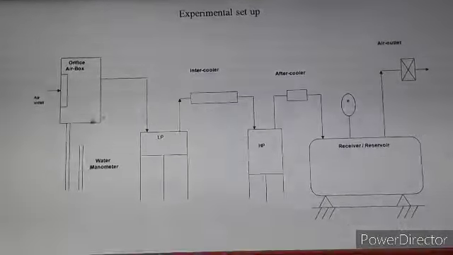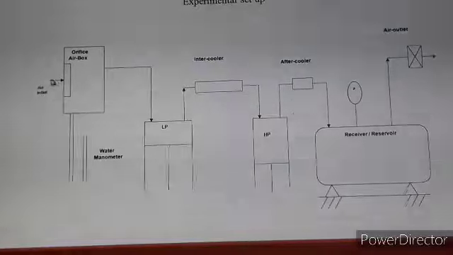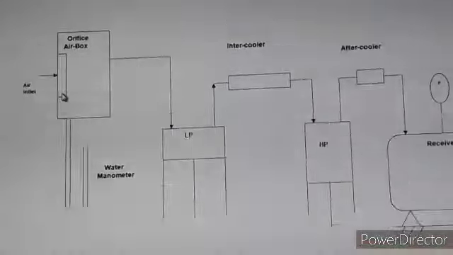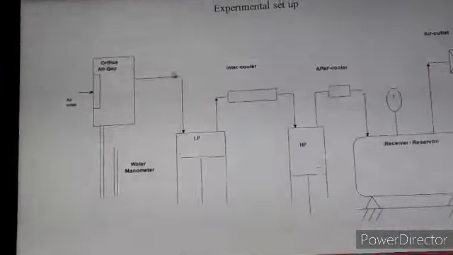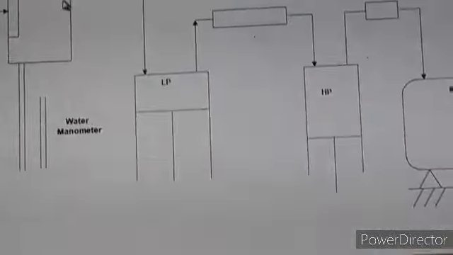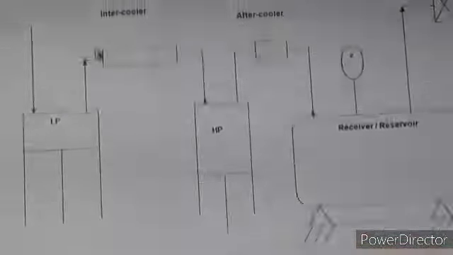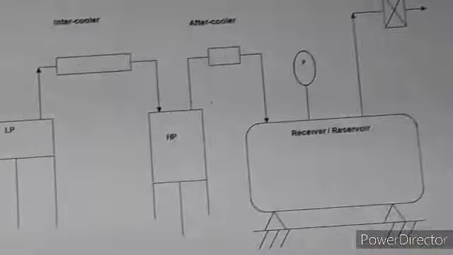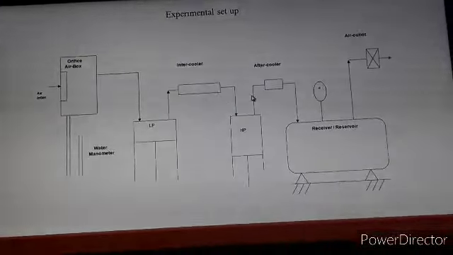Again, this is the air box. This is the inlet for air. Air is taken inside through this inlet. Here we have an orifice arrangement, and this air is taken to the low pressure cylinder through the air filter available in this orifice air box. When we conduct the trial, at that time once again we will see the detailed specification of all these components, and we will see the actual setup during our trial.